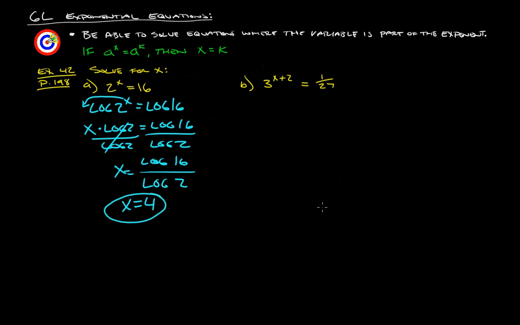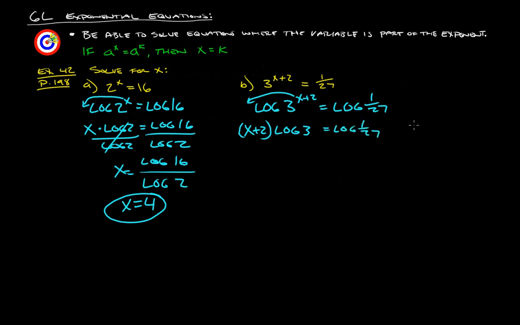Okay. Now, we can also do this same process with this problem over here. So just do log both sides. Log of 3 to the x plus 2 equals log of 1 over 27. Okay? So now this x plus 2 can move out front. So we get x plus 2 times the log of 3 equals log of 1 over 27.